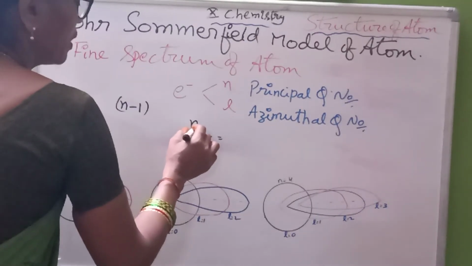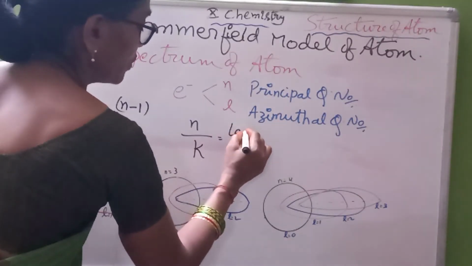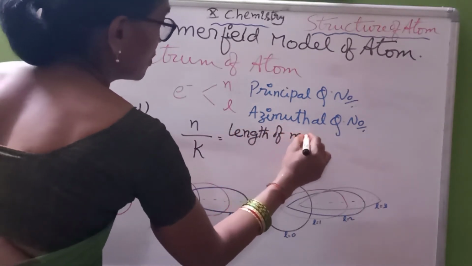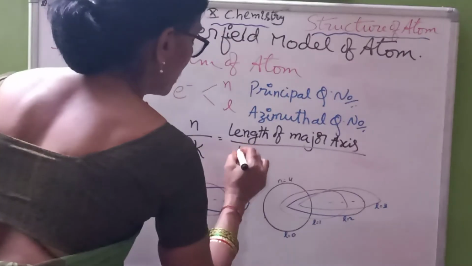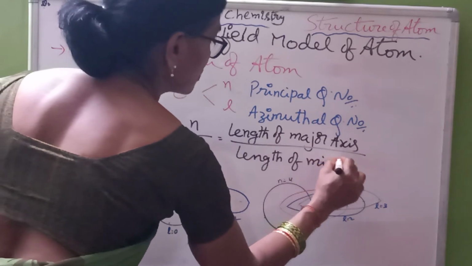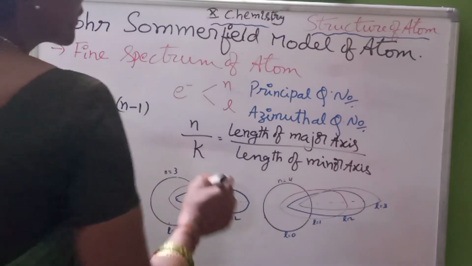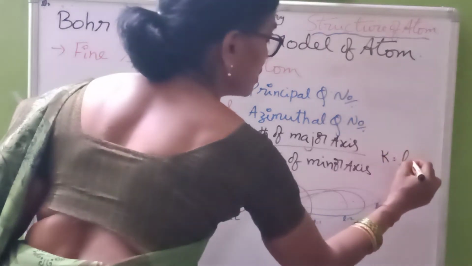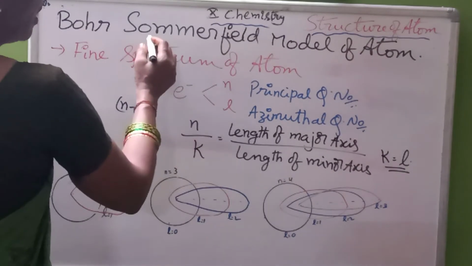Here n by k means n is the length of the major axis divided by the length of the minor axis. The azimuthal quantum number was designated at first with k, and later it changed to L. The azimuthal quantum number was proposed by Arnold Sommerfeld.